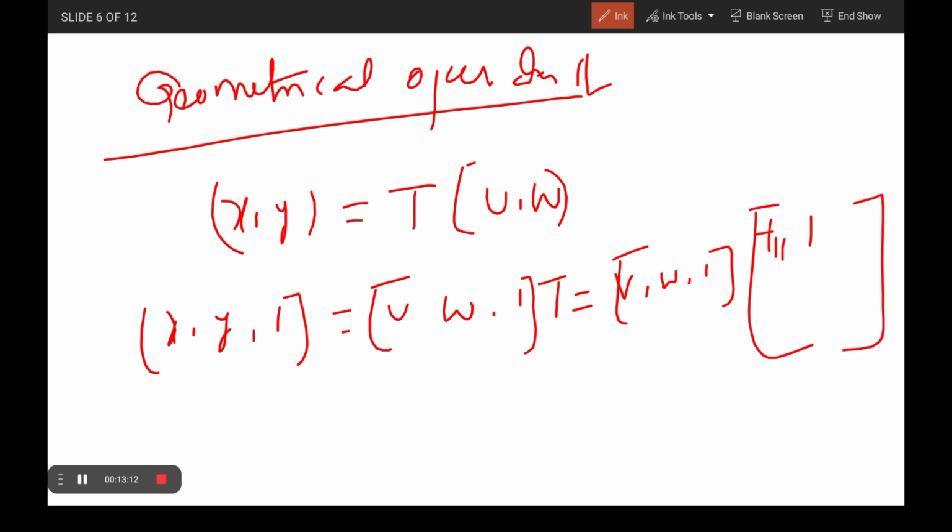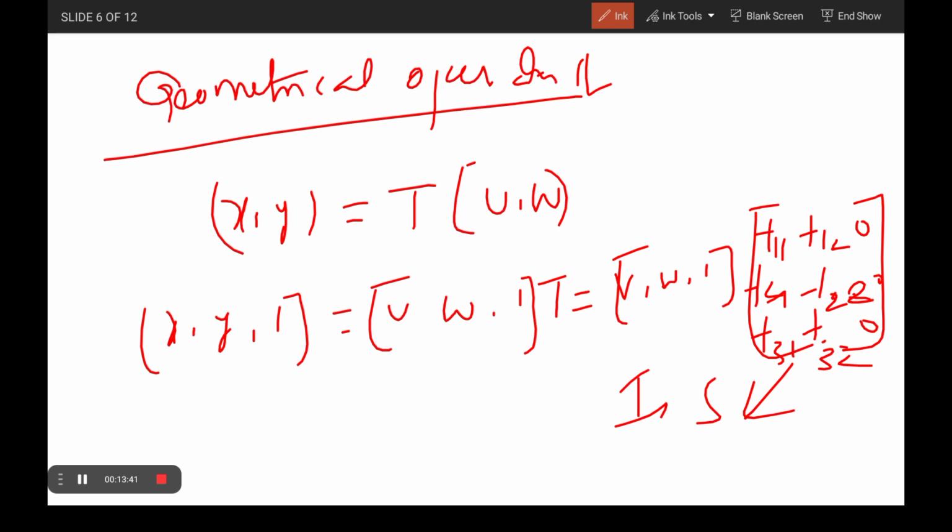The matrix has entries t11, t12, 0, t21, t22, 0, t31, t32, 1. Based on this, T can be replaced with any matrix, such as an identity matrix, scaling matrix, or rotation matrix. If you change that, obviously the overall values also change. That is just a brief introduction about spatial operations.